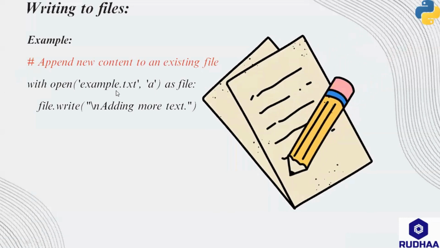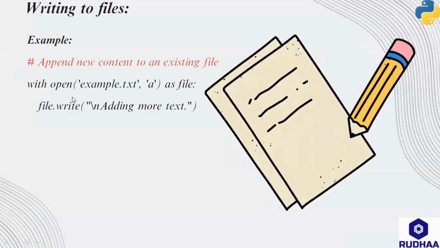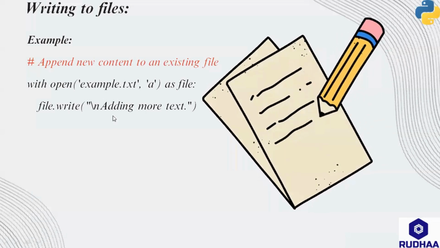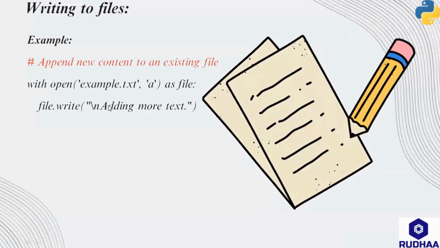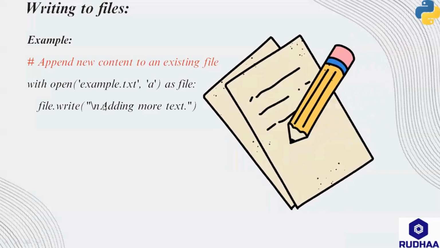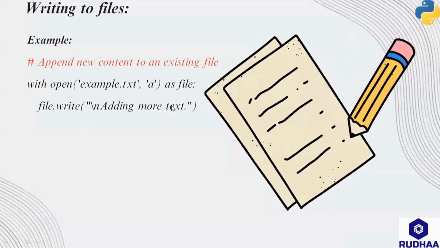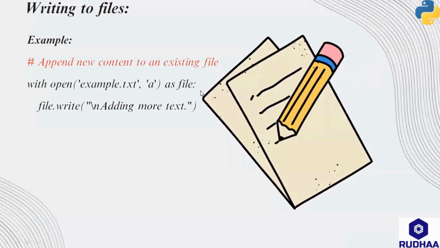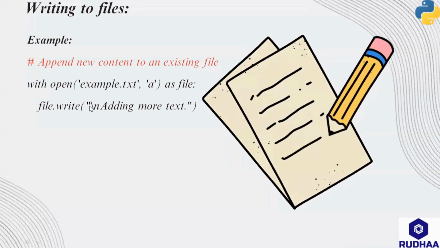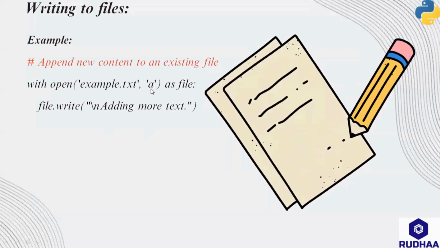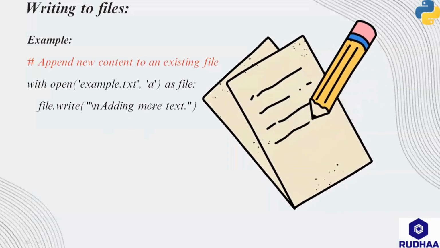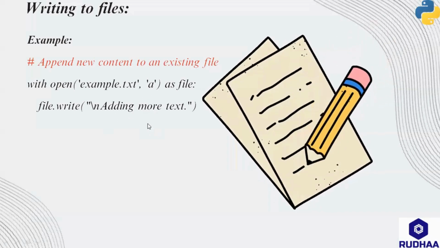So: with open example.txt, a as file, file.write \n adding more text. If you are adding to a new line, you can use the \n followed by your statement. So this will write into the file. That means it will append this data into the existing file.